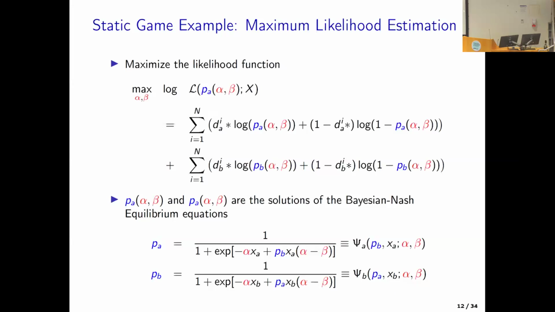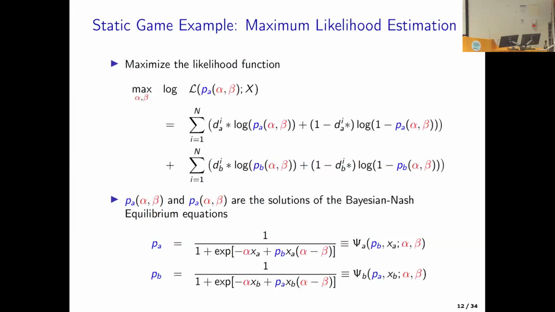You have the indicator for player A serving the market times the log of the probability that player A is serving the market, plus 1 minus the indicator for serving the market, that is, not serving the market, times the log of the probability of not being in the market. We do that for both players, player 1 or player A and player 2, and then we just average over all of the sampling. So that's the likelihood.